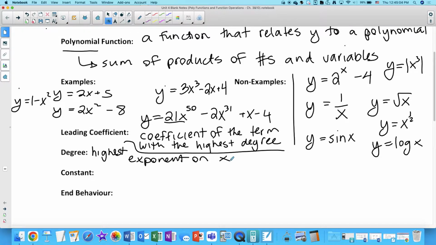Okay, constant. What's the constant? Isn't it the number without a variable? Correct. It's the number that's not attached to a variable. So for example, what would the constant be here? -4. Yeah. Okay, this would be -8. If you just have like y equals x, then the constant is 0. Okay. End behavior.